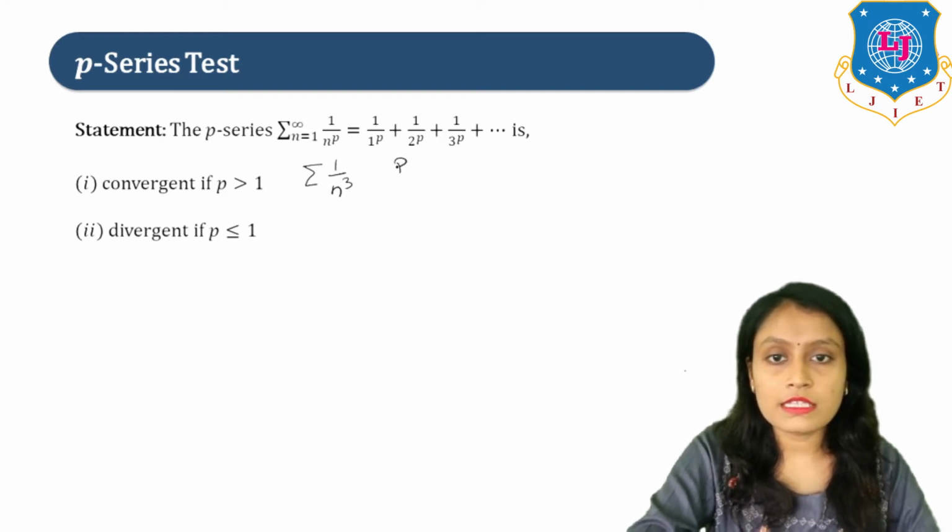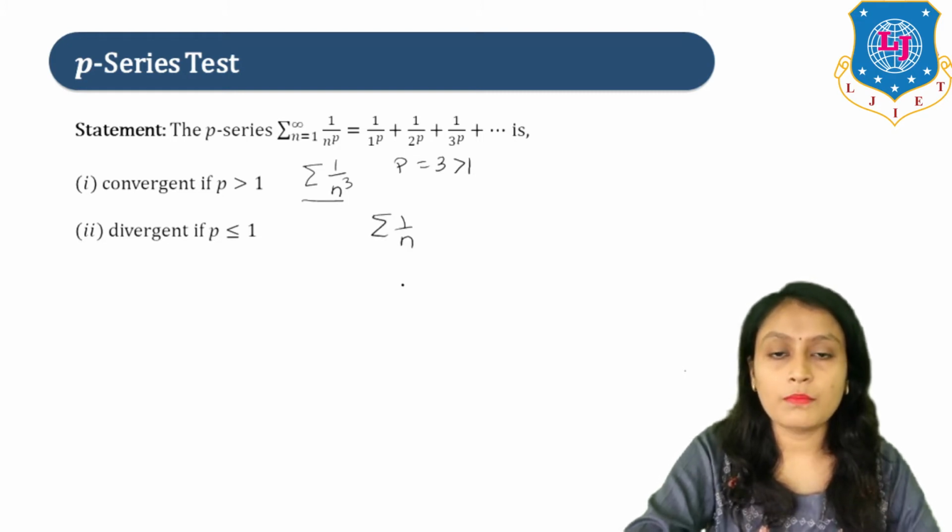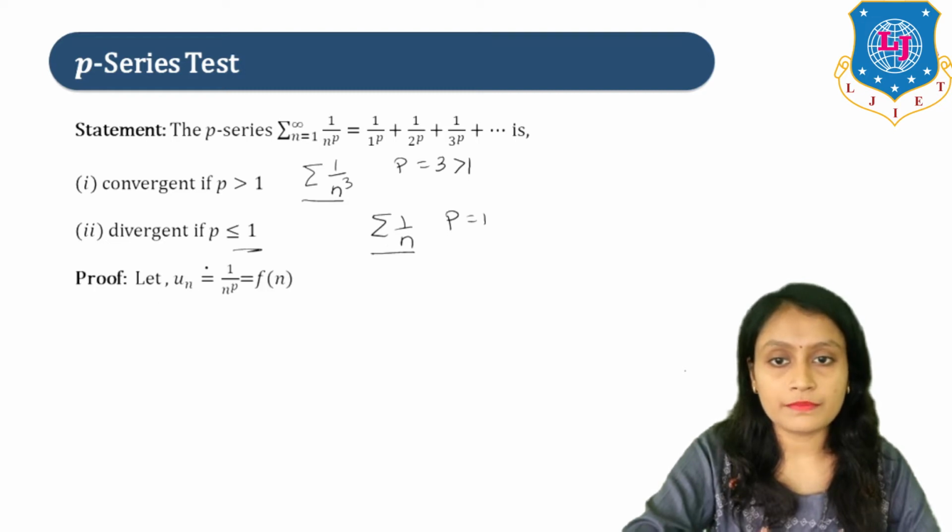So here you can see P is equal to 3, which is greater than 1, right? So this series is convergent by the P series test. Suppose we have the series 1 upon n. Now here P is equal to 1, right? So we can say that this series 1 upon n is divergent by the P series test. Now let's study its proof.